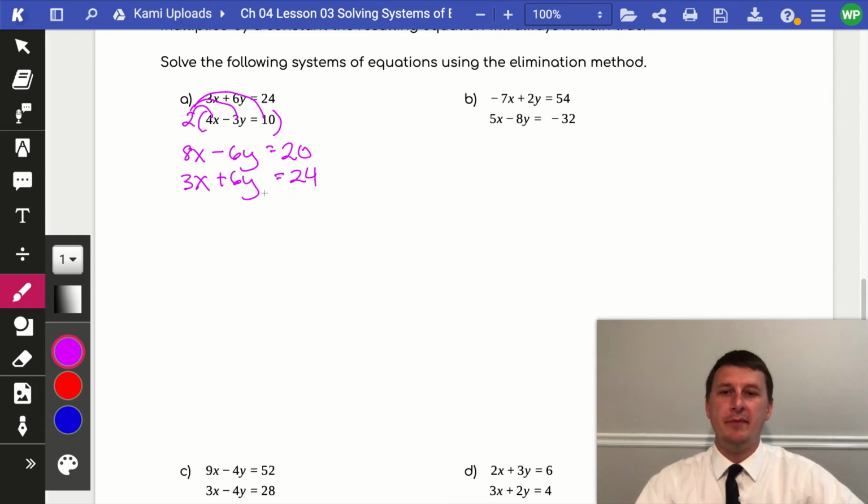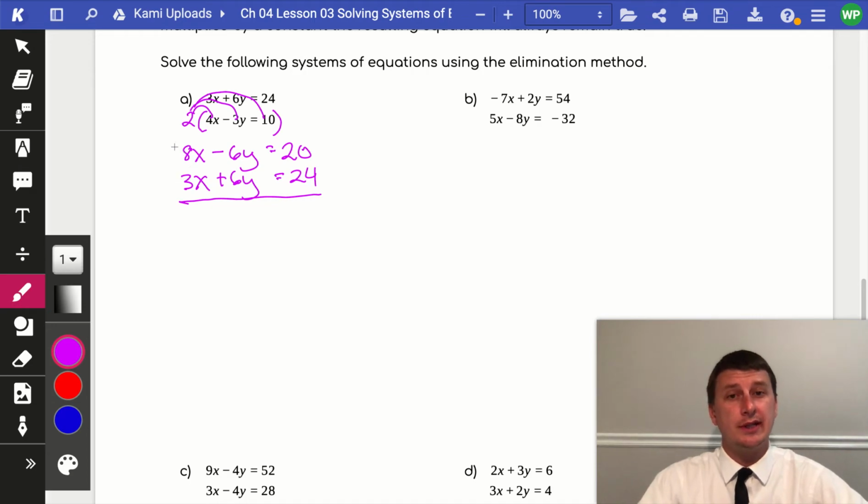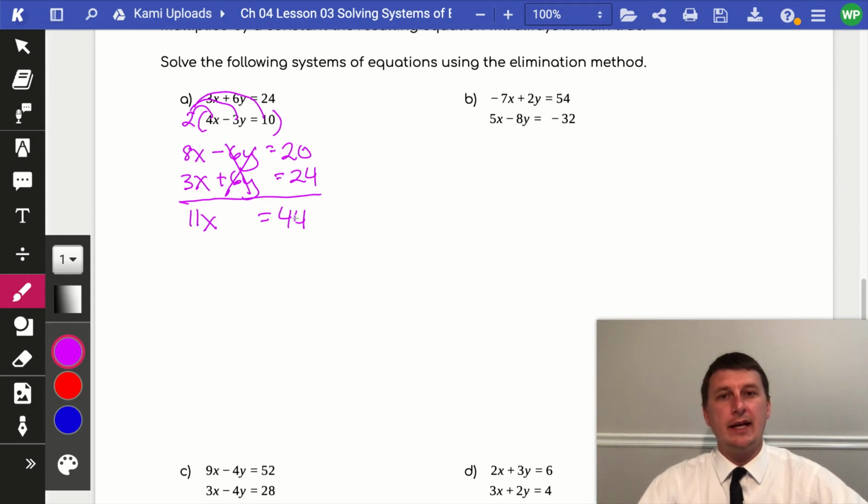Now that I have both of my equations and I see my opposite coefficients, now is when I can add these two equations together. And when I add these equations together, I'm going to have 11x. The 6y's will cancel out, and that will be equal to 44. So now that I have 11x is equal to 44, this is a lot easier to solve than these two equations up here. So I'm going to divide each side by 11, and I'll get an x value of 4.